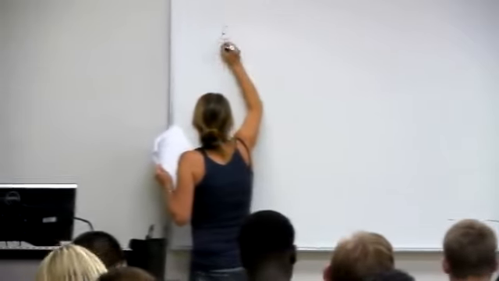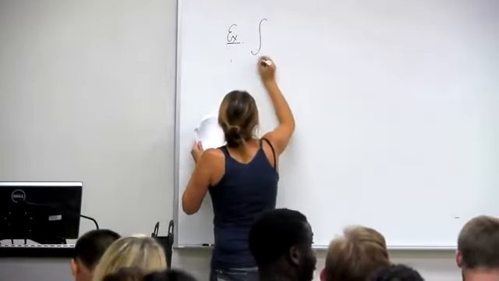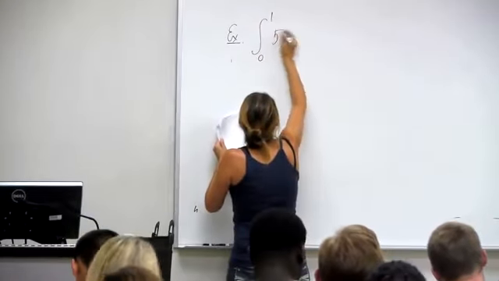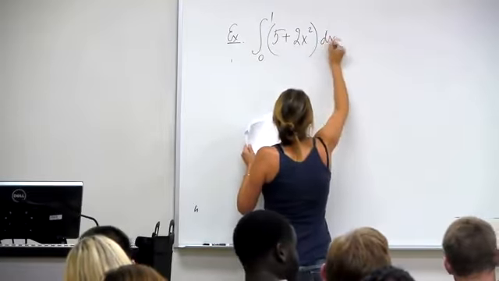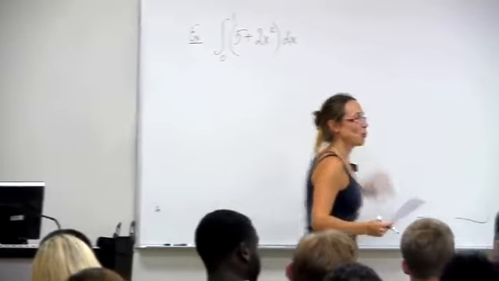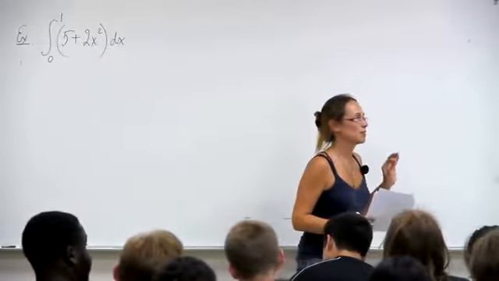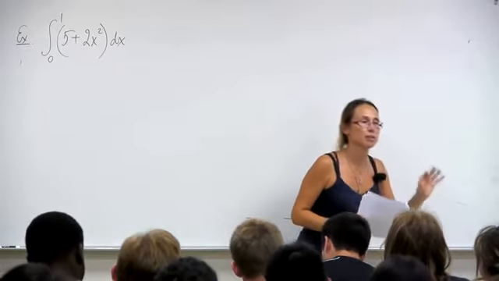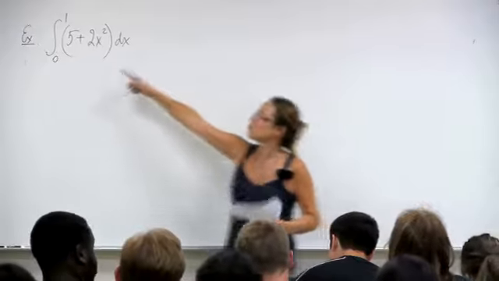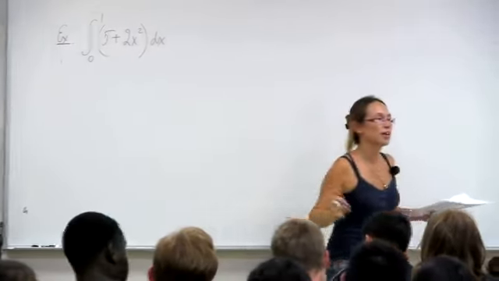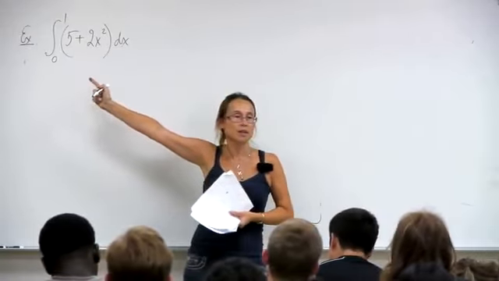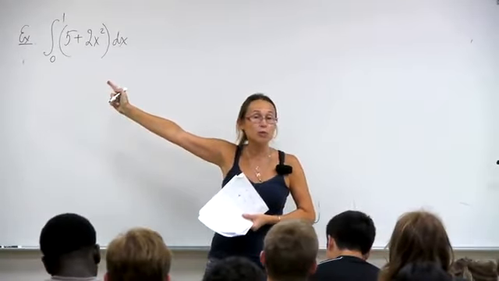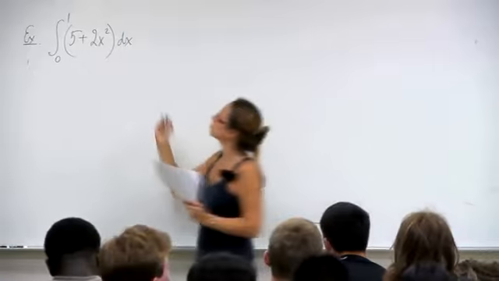So look at the integral from 0 to 1, 5 plus 2x squared dx. So one way to approach it would be to do it by definition. Write down the limit of a sum of this thing, create a partition, calculate sampling points, and then do the sums and then the limit. It's very, very tedious. We're going to do the same thing by using the rules.